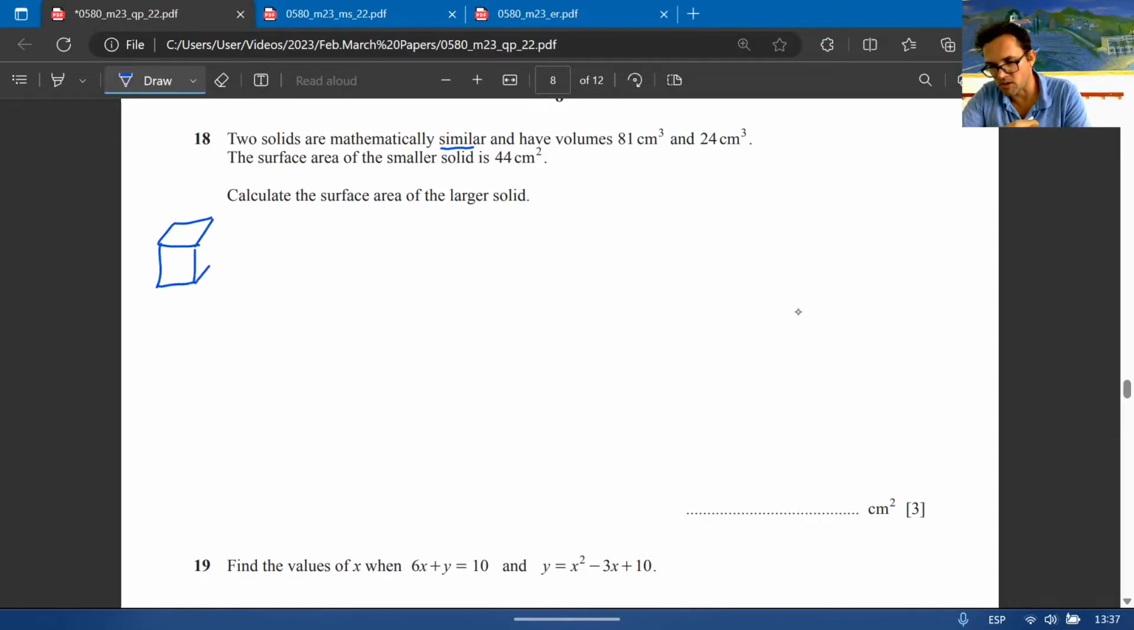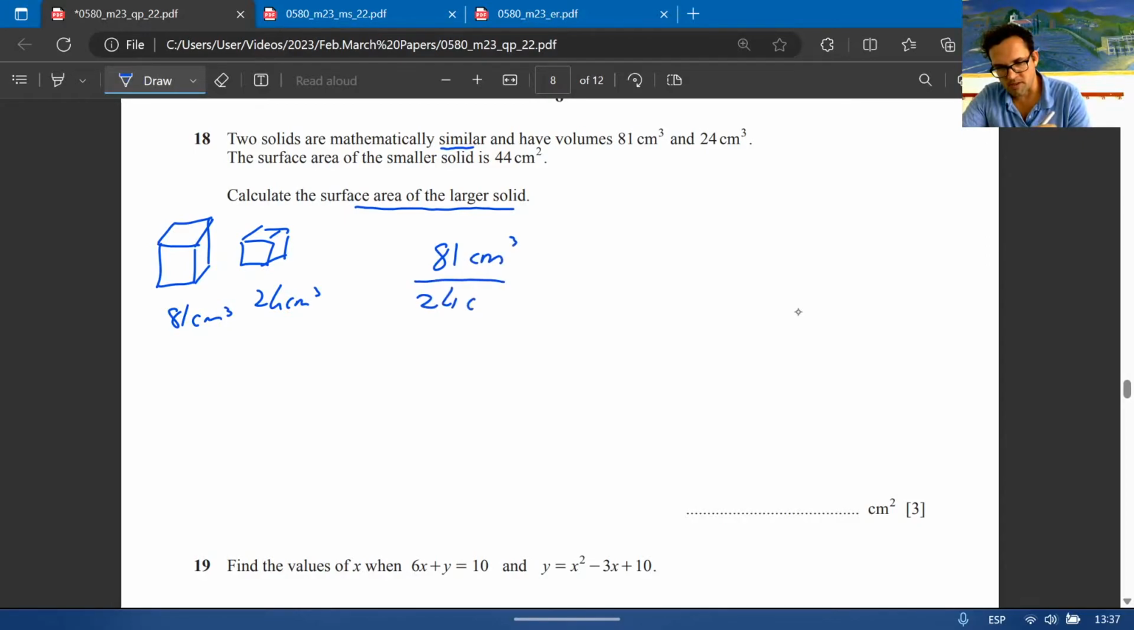Just envisage this. Let's say this one's 81 centimeters cubed, and the other one is 24 centimeters cubed. Okay. Now we can write this as a ratio. See how much is the one bigger than the other one. Since we want the surface area of the larger unit, we're going to put the larger one at the top. That's always good to put the larger value at the top, because this will give us the scale factor. This will give us the volume scale factor.